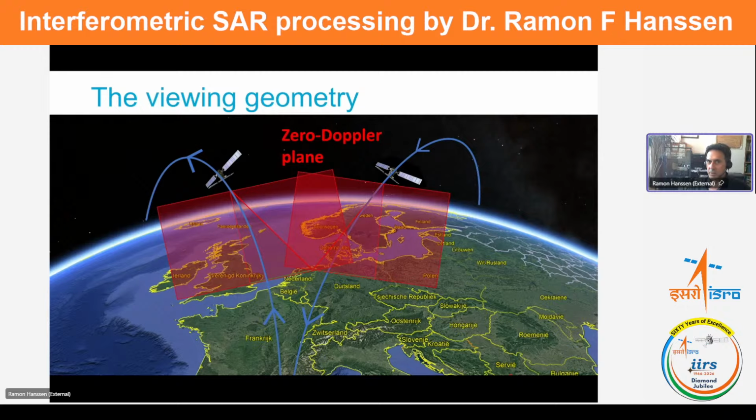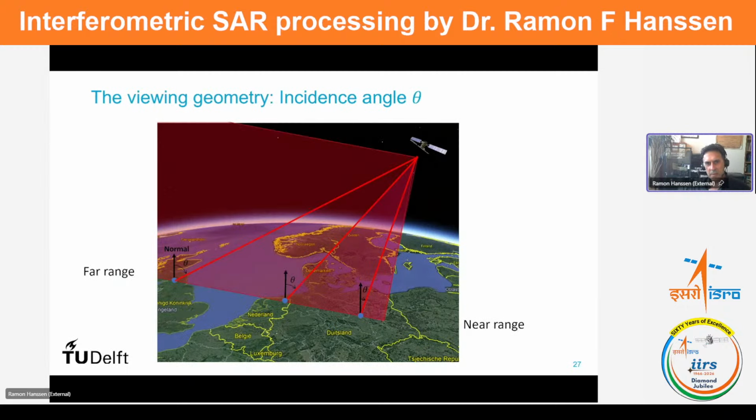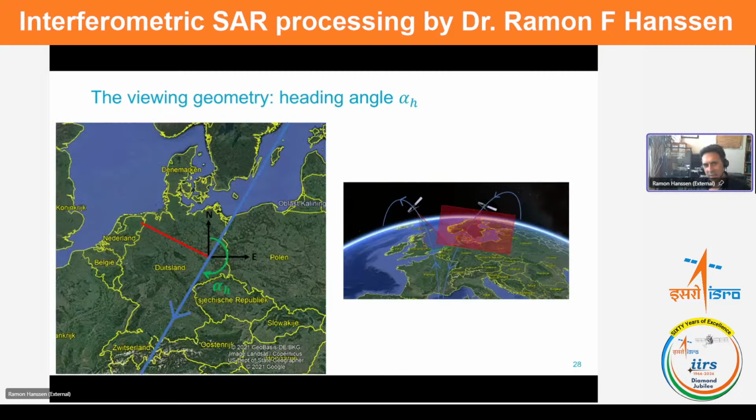Then there are a couple of angles. One is the incidence angle. So if we look only here at the descending orbit, then you see if we go further away from near range to far range, then the incidence angle will change. So basically the incidence angle is dependent on where I am in the image. The other angle, which we often talk about, is the heading angle of the satellite. But I will show you in a minute that that is actually incorrect.